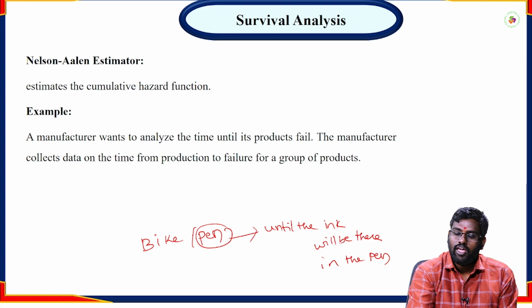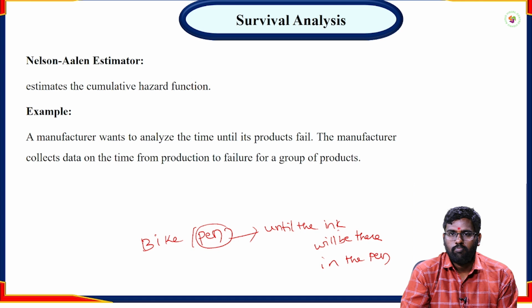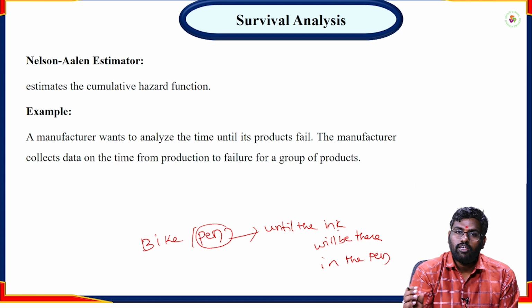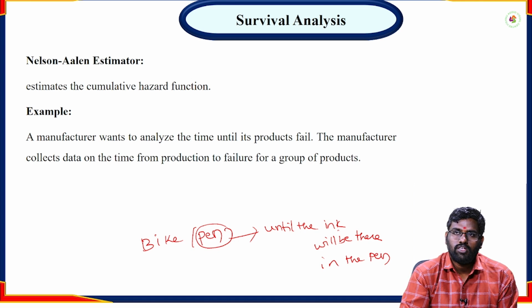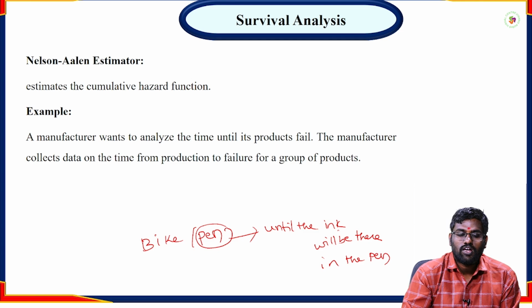Whenever the ink is finished, we need to use another refill or another pen. In case the pen stops in the middle, for example if I purchase a pen and in the middle it will not write, the product has failed. We don't know at what particular time the product will fail. Such things come under this Nelson-Aalen estimator.